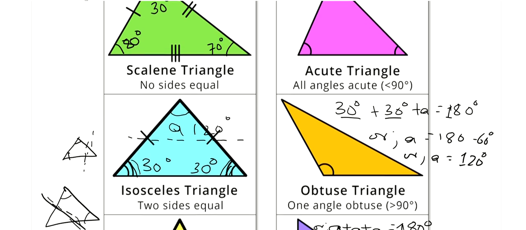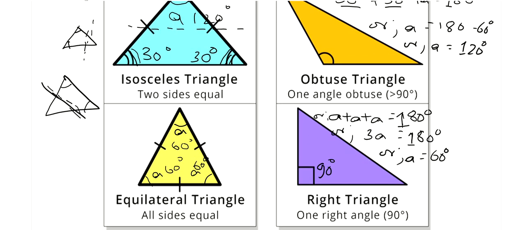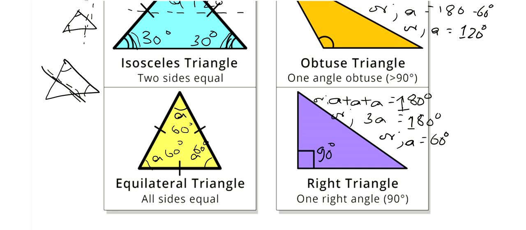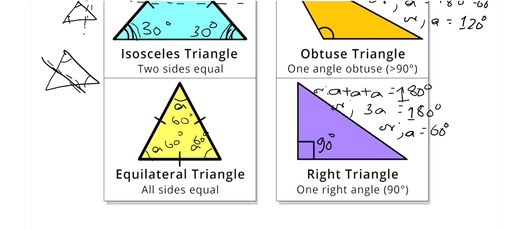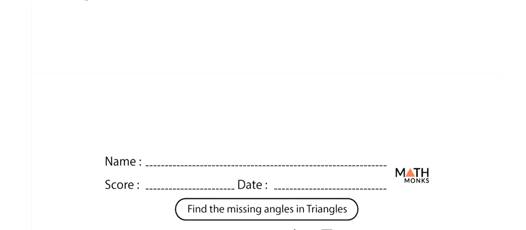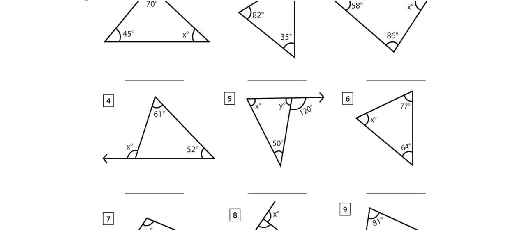Isosceles triangle, where only two sides and two angles are the same. Equilateral triangle, where all three sides and all three angles are the same. And right angle triangle, where only one angle is 90 degrees. Now let's do some problems out here.